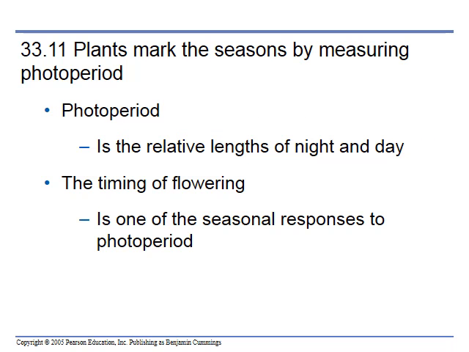Plants mark the season by measuring photoperiod. A photoperiod is the relative length of day and night. They use this for timing of flowering. It's also seasonal, right? The nights get longer in winter, the days get longer in summer.